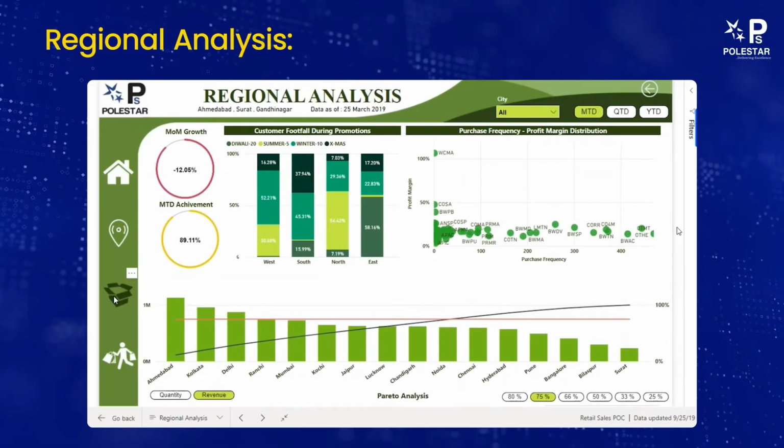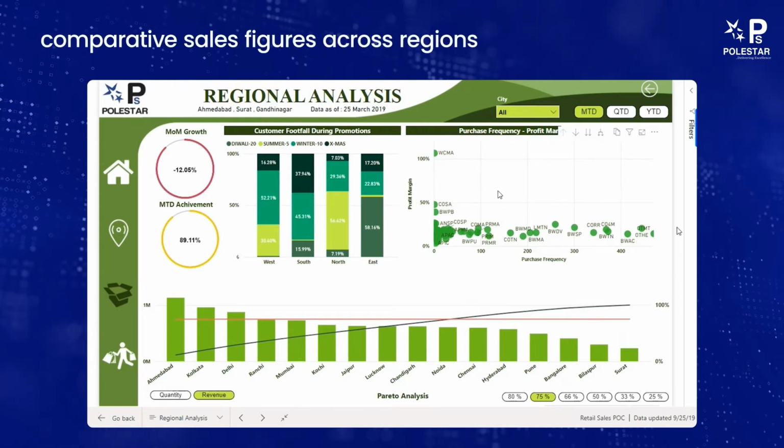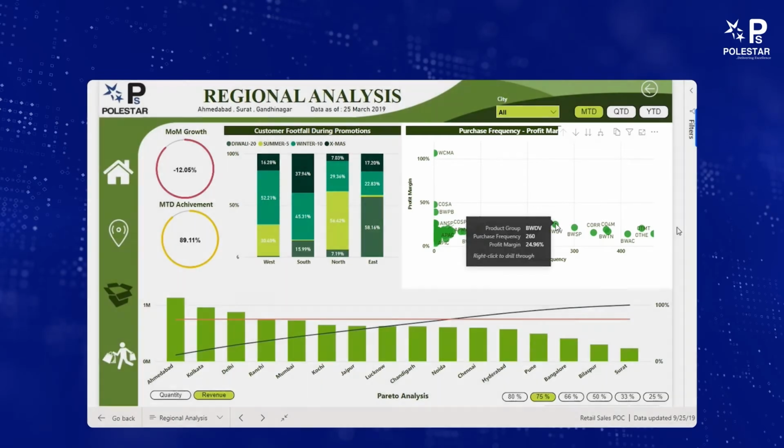I get to see what the different product groups are, what is the purchase frequency for them, and what is the profit margin. So if I look at BWDV, the profit margin is somewhere close to 25%, which is a decent amount of margin, and the purchase frequency is almost 250, which is a very high frequency. So this is good for my business, and I should ideally push more products on that particular group.